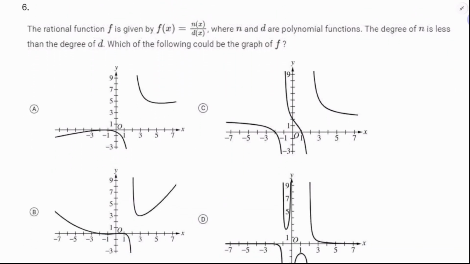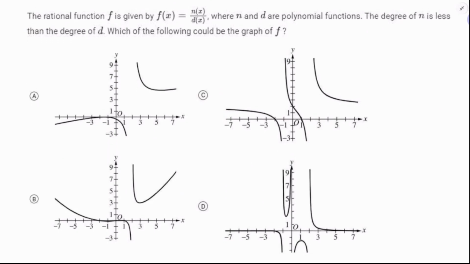Let's keep going. All right, so now we've got f given by numerator over denominator, where n and d are polynomial functions. The degree of n is less than the degree of d. So it means that I've got a bigger degree on bottom, so it has horizontal asymptote y equals 0. And greater degree on bottom, automatically y equals 0.